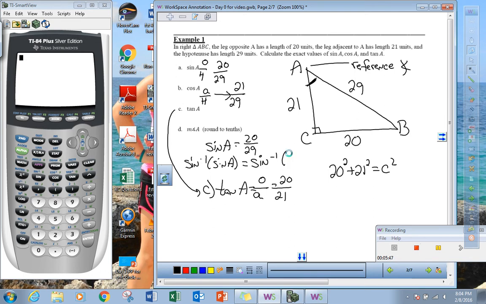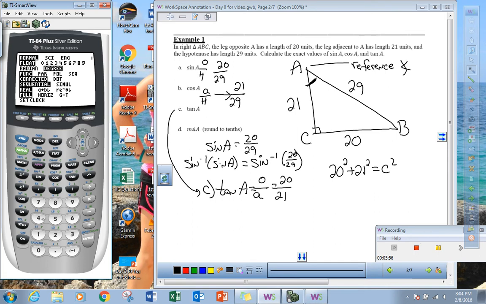So it looks like this for a minute. Now here's what we got to do. Make sure your calculator is in degree mode, because everything that we're going to do today, we want degrees. So I'm going to get back out of there. I'm going to type in my calculator now, second sine, and I'm working with the sine, so I'm going to go 20 divided by 29.